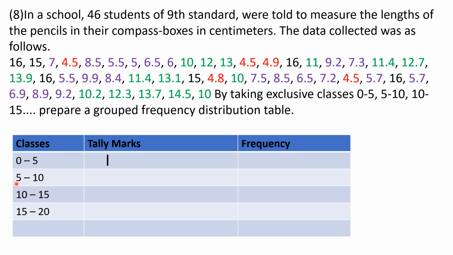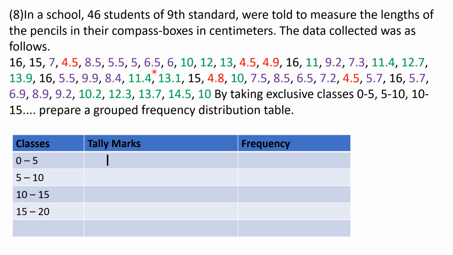Means the 5 will be added. We'll count 5 in the second class. So I said the observation will count in the lower class limit. So here in the second class we will count 5, not in the first class. So for 0 to 5, here we will take data from 0 till 4.9.